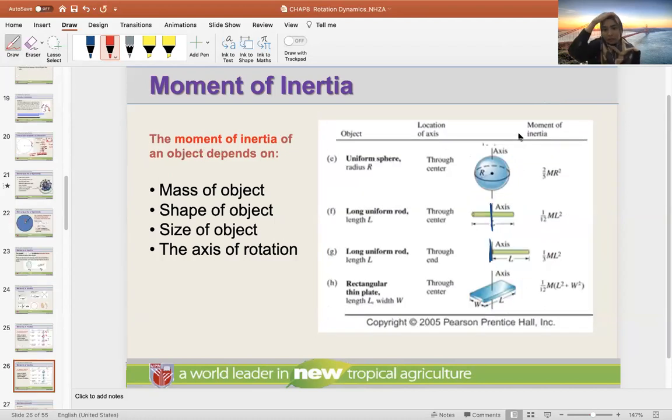Okay, and there is another four. This is for a sphere. This is a long uniform rod where the axis of rotation is through its center. And this is the same rod, but the axis of rotation is kat ujung. Ini kat tengah, ujung. Then you have a rectangular thin plate where the axis is at the center. So that is your moment of inertia. So all of this, they can have the same mass, but their moment of inertia cannot be the same. They have different shape, they have different axis of rotation, cannot be the same. Okay, it can't.